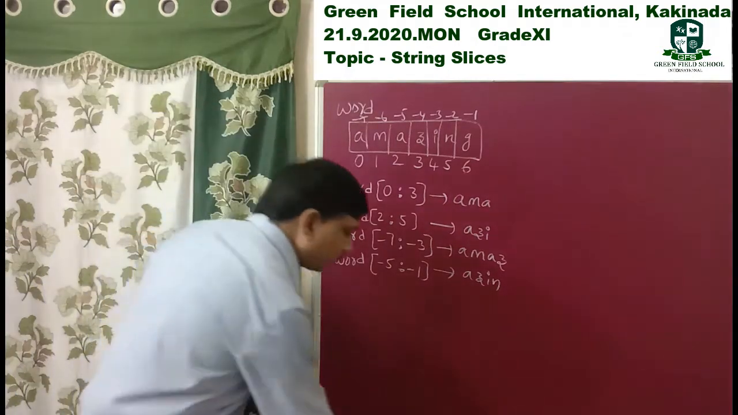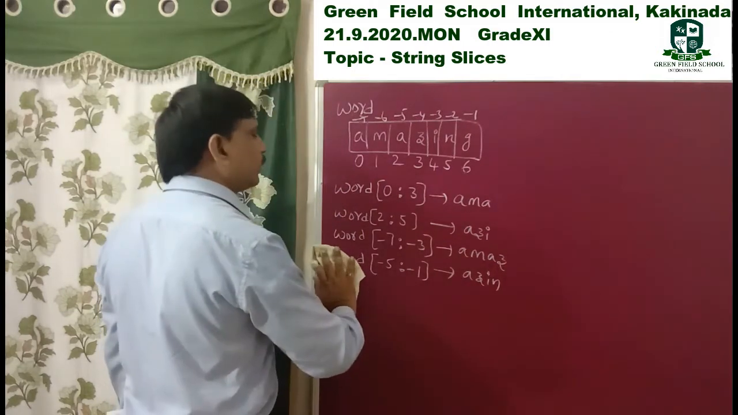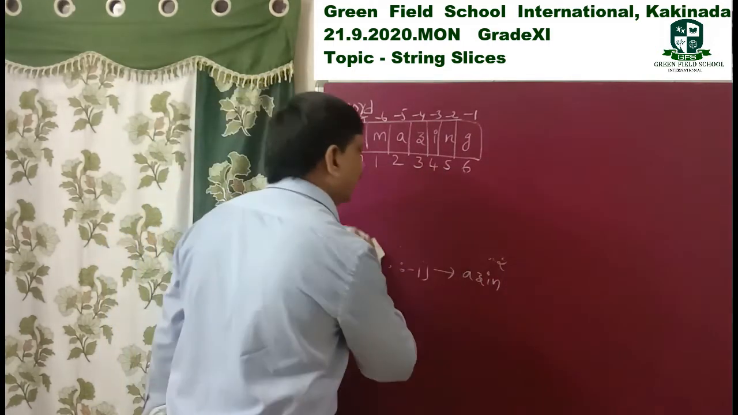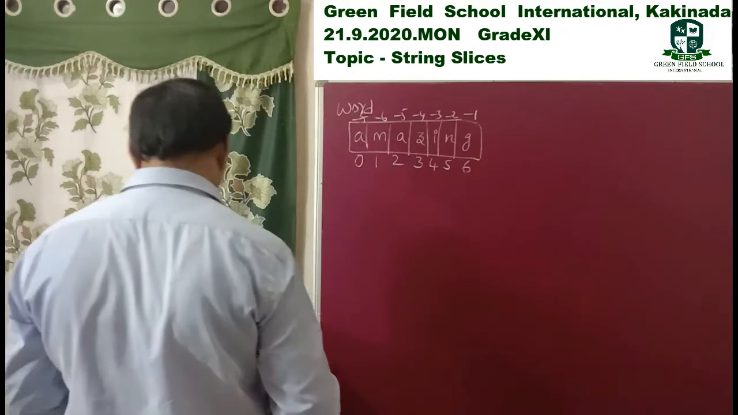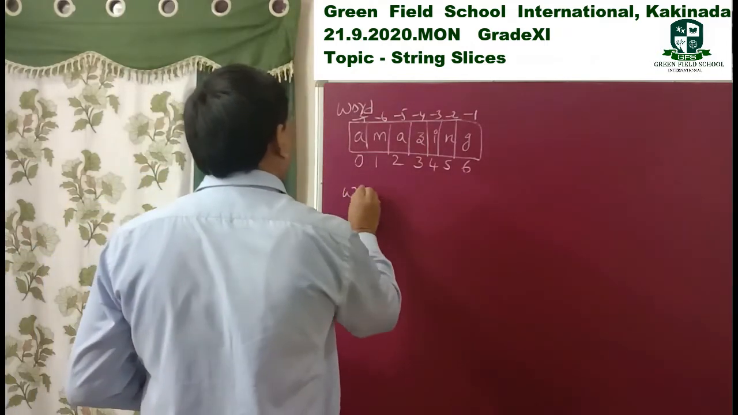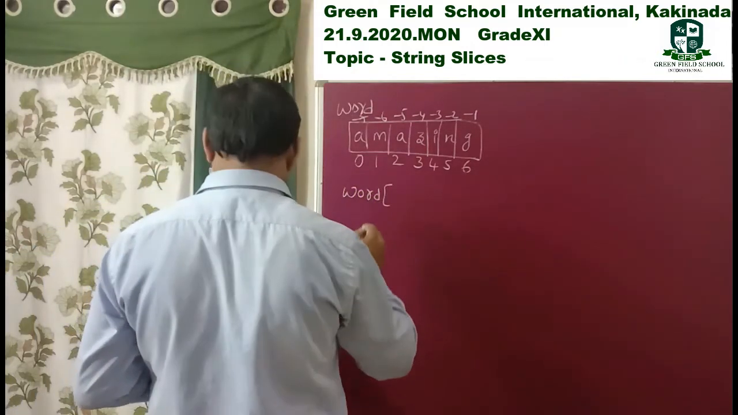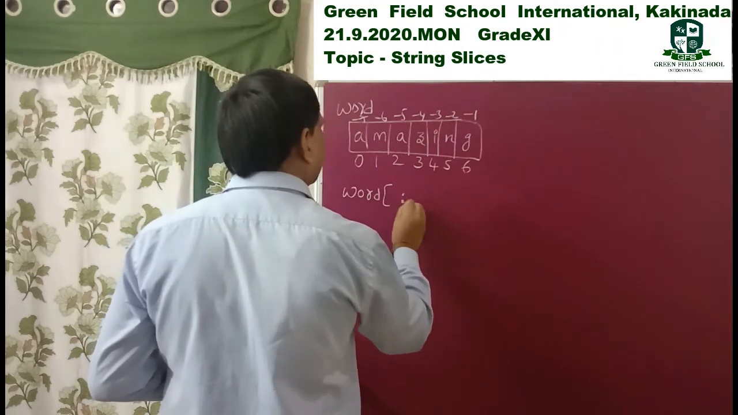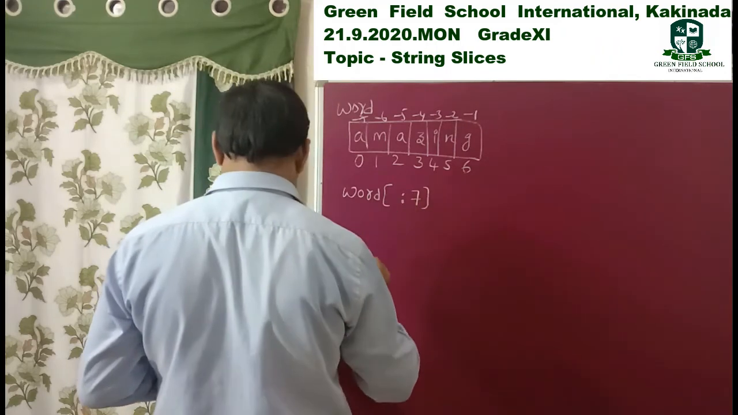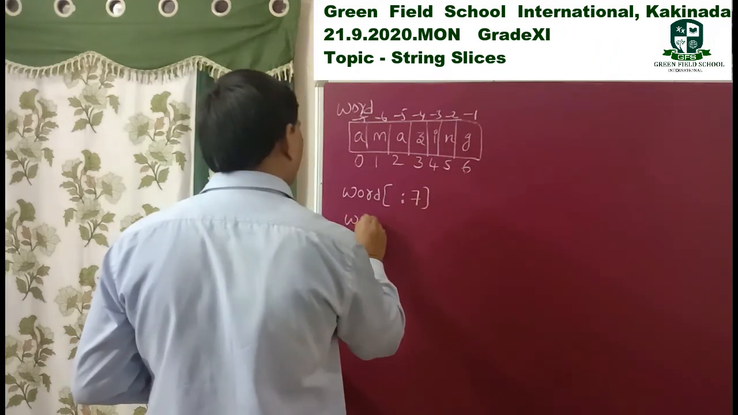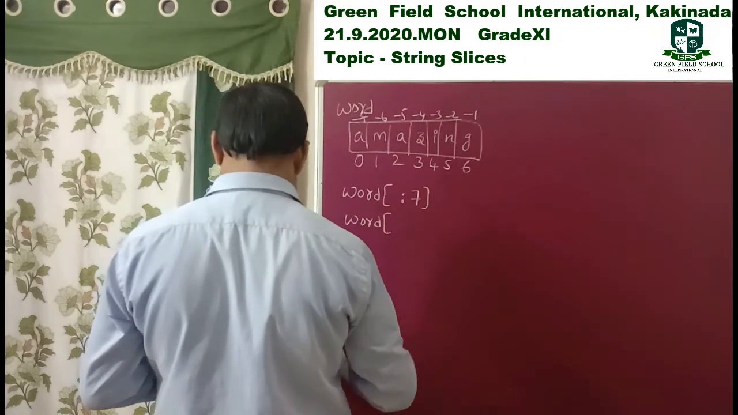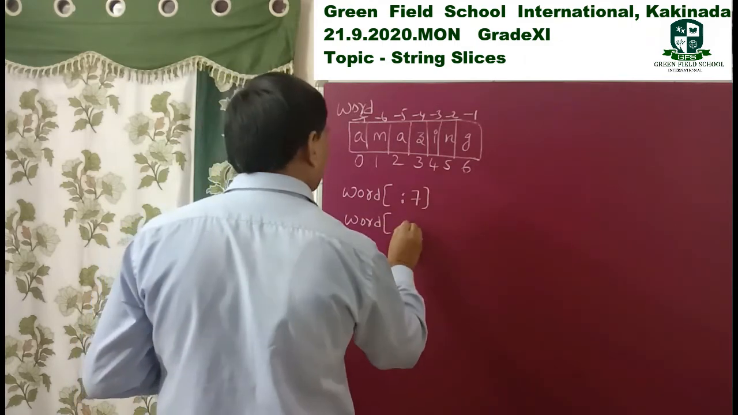Okay. Consider a few more examples. Right here. See, word of :7. Next, word of :5.